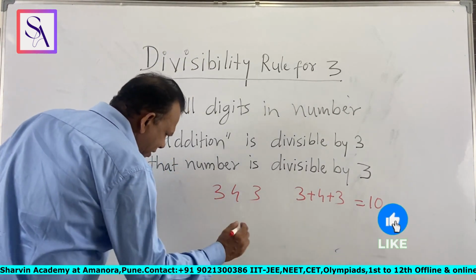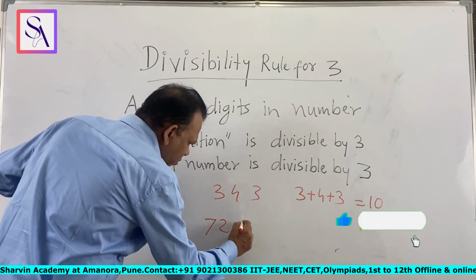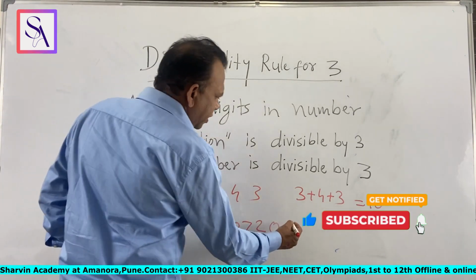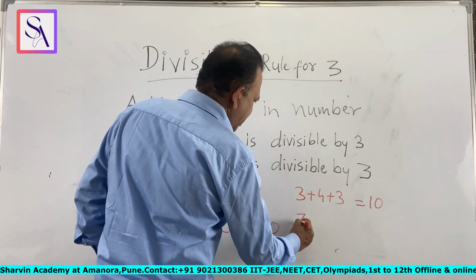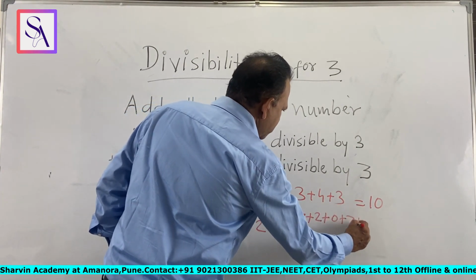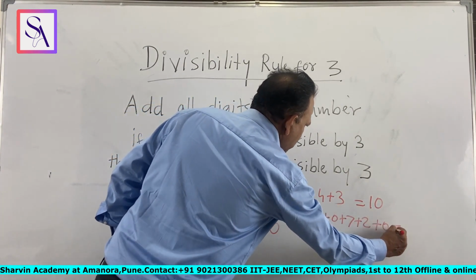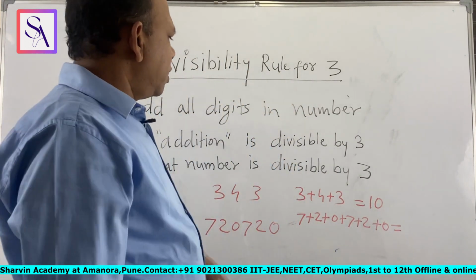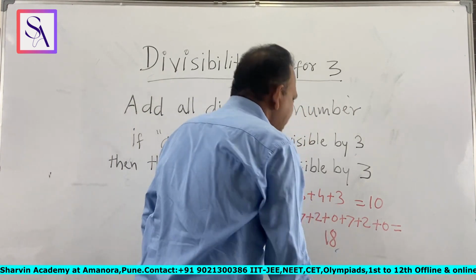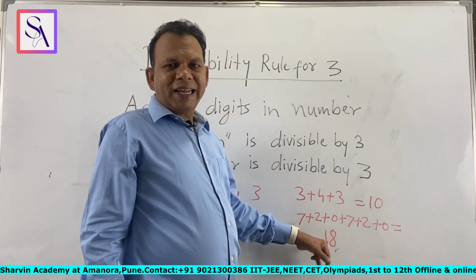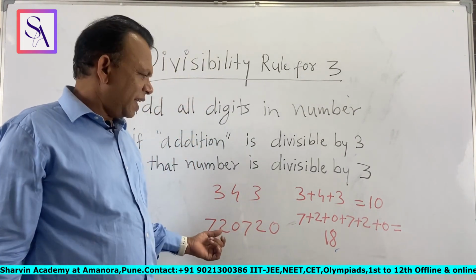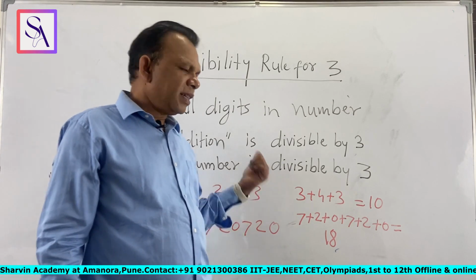If I take our example 720,720, here if I add the digits 7 plus 2 plus 0 plus 7 plus 2 plus 0, it would be 9 plus 9, 18, and 18 is divisible by 3. Hence this 720,720 number is divisible by 3, right?